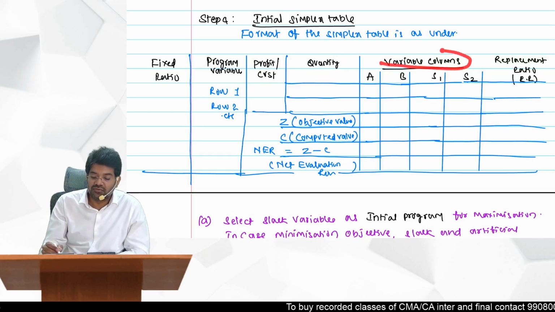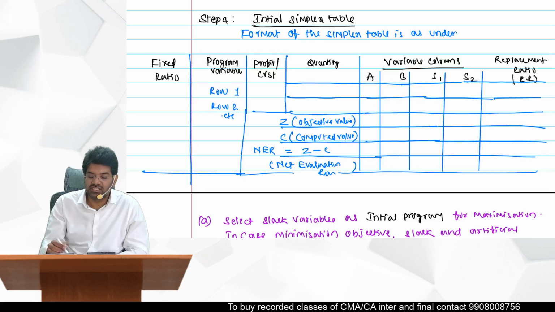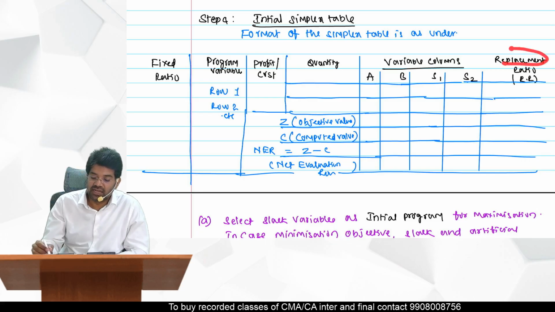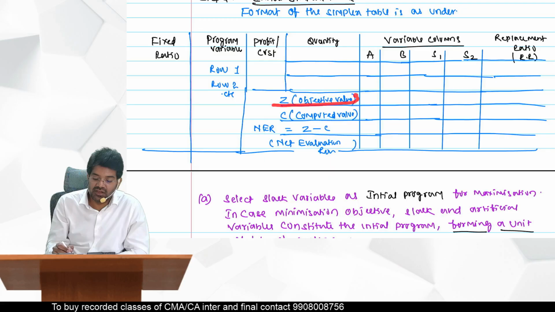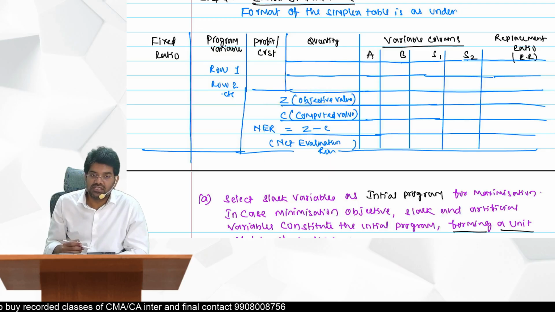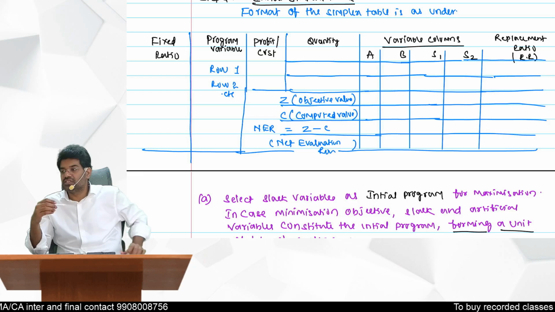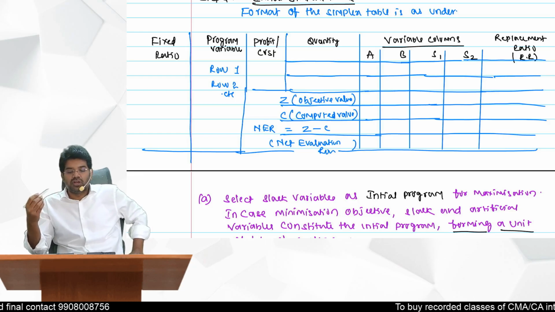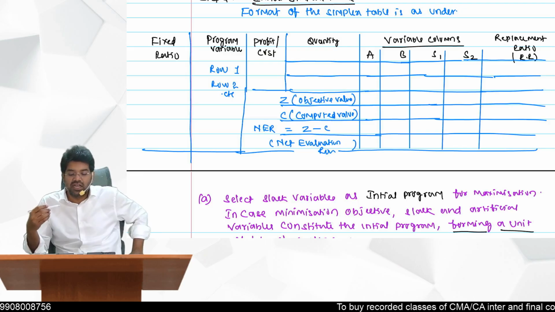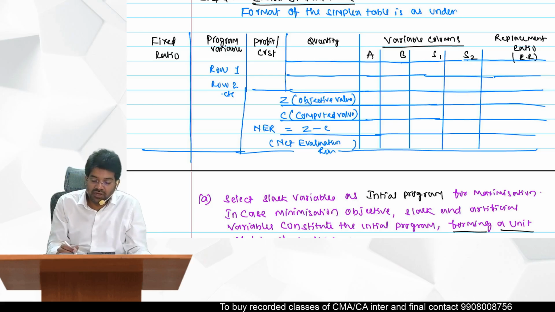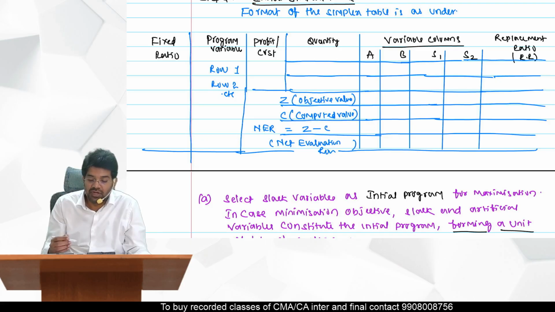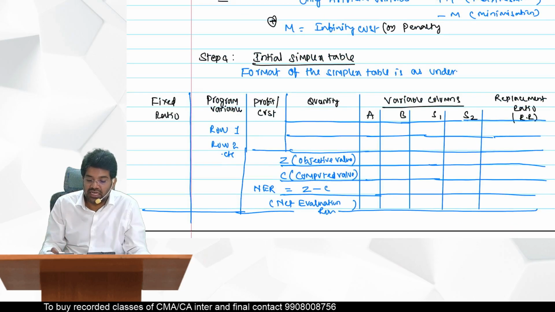Then these are variable columns. Every variable will have coefficients, which we should take here. What is the replacement ratio? What is the purpose of that? I will tell you. Next, Z represents the coefficients of the objective function here. It could be contribution per unit or profit per unit in our objective function. So that we will take here. Alright, C is the computed value. How are we going to get the computed value? Then next one, NER. NER is Z minus C. So each one you should understand here.